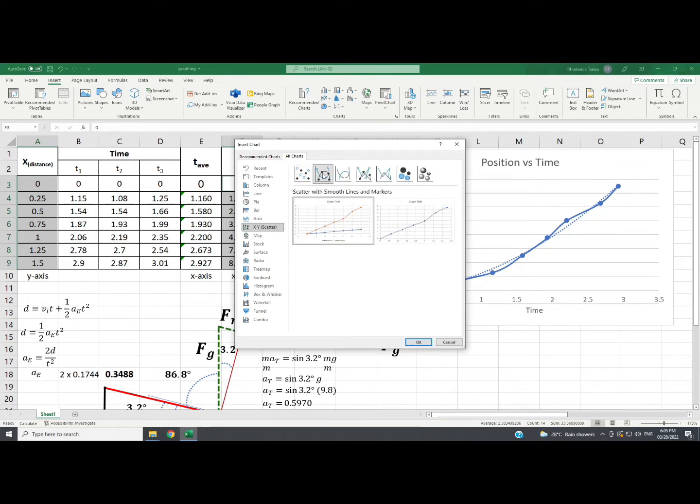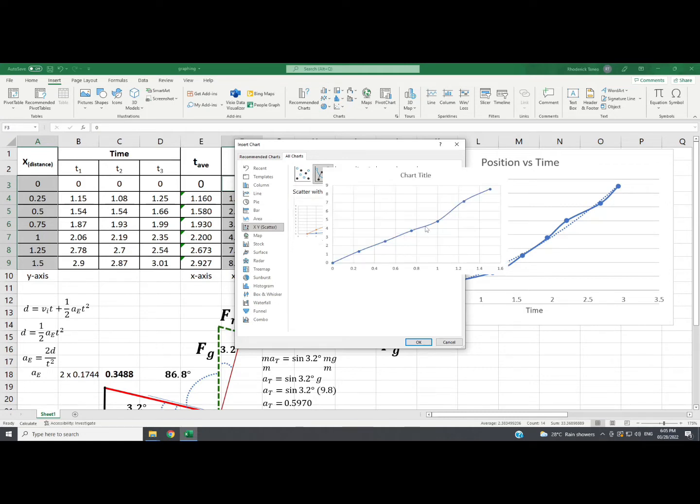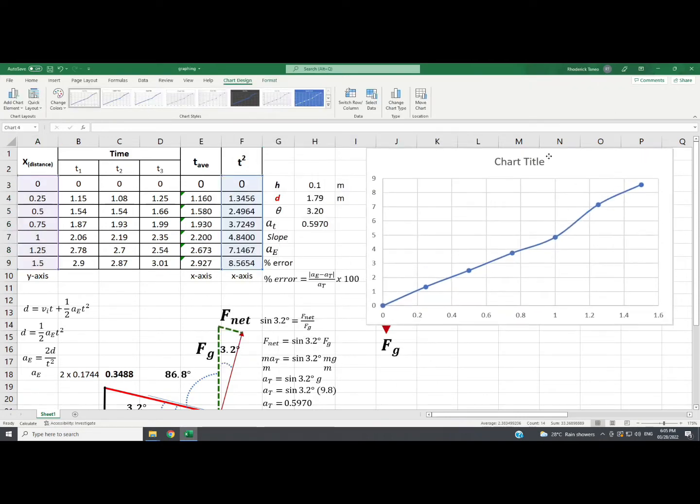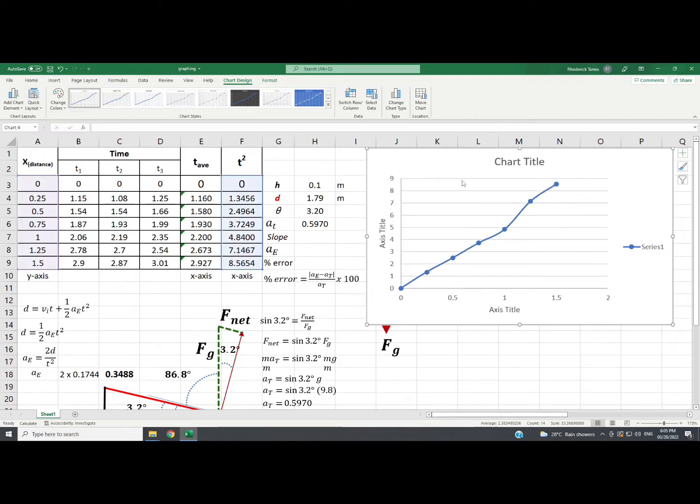with the dot and the line that connects the dots. And then you choose also the second one, and then click OK. Follow? So this is our position versus time graph. So again, you need to change the layout to the first layout if you are using, I think this is Microsoft Office 360, I think.